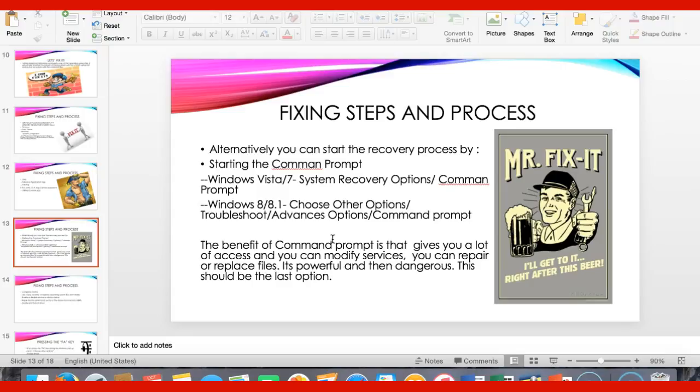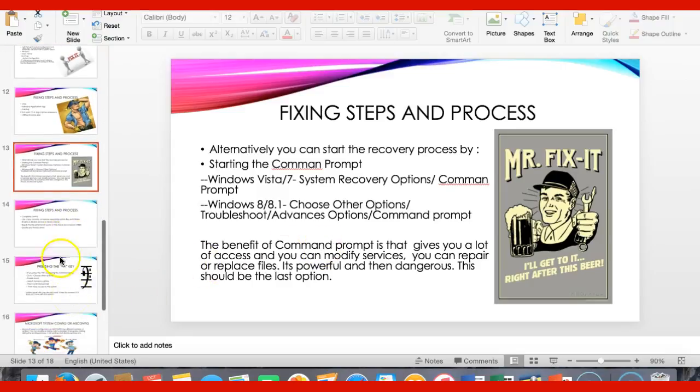Alternatively, you can start the recovery process by starting the command prompt. Here, for example, I have Windows Vista 7, with the system recovery options, command prompt, and other troubleshooting options to take me through the process until I get to the end. The benefit of the command prompt is that it gives you a lot of access: you can modify services, and you can repair or replace files. It is powerful and dangerous, so this should be the last option.